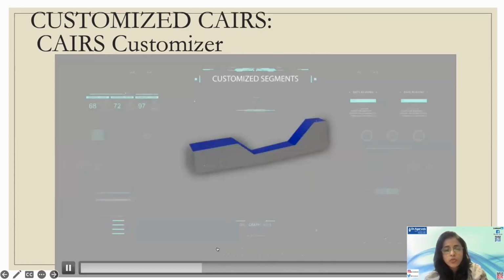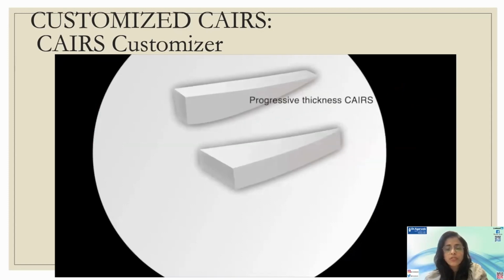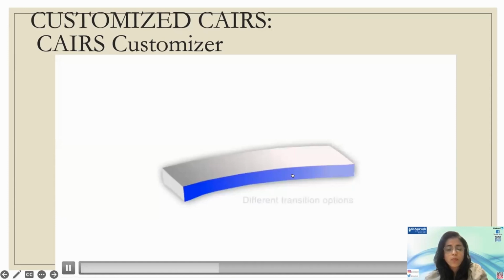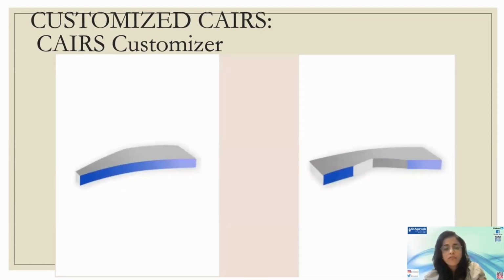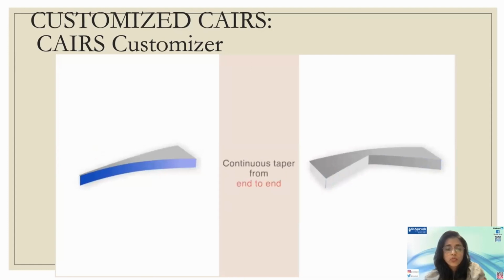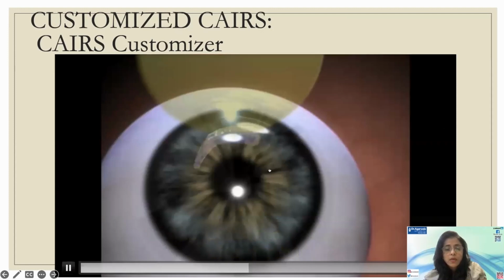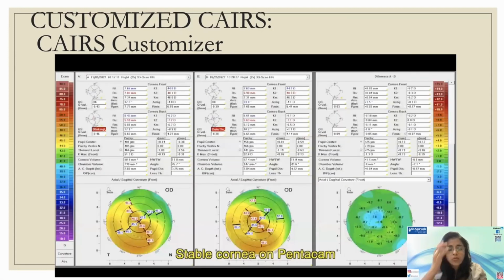The advantage, of course, is you can have any kind of customization, different shapes depending on the type of keratoconus that you're encountering. It could be progressive thickness, progressive width, the combinations. You can have different transitions or options, because all of this can be done by us. And we as ophthalmic surgeons, we've been operating on the cornea for many years, and so who better than us to make these kind of segments. Progressive cases, of course, it goes without saying, need to be combined with cross-linking. CARES alone is not the solution.